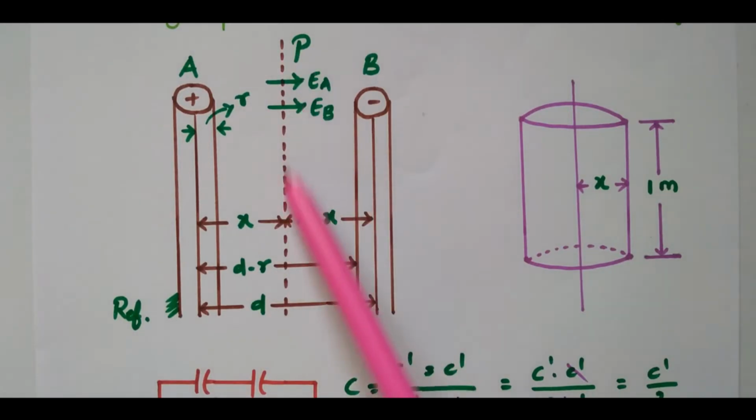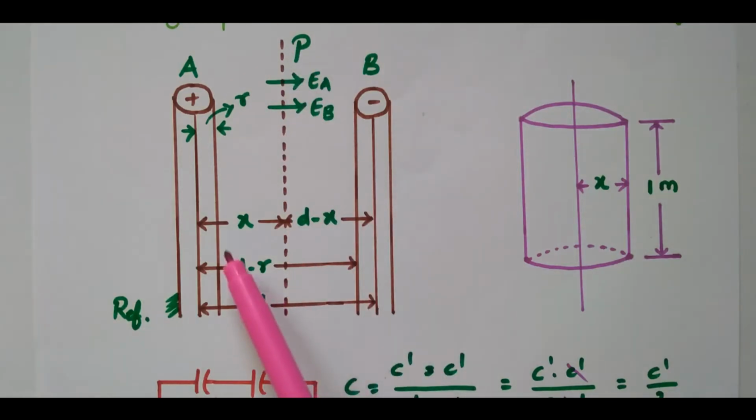The point P is located at a distance X meter from the center of conductor A. Conductor A is taken as the reference conductor. Then the distance between point P and the center of conductor B is D minus X. So this will be X, this will be D minus X.